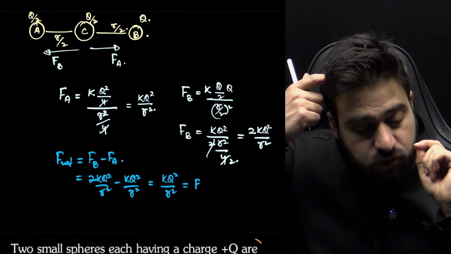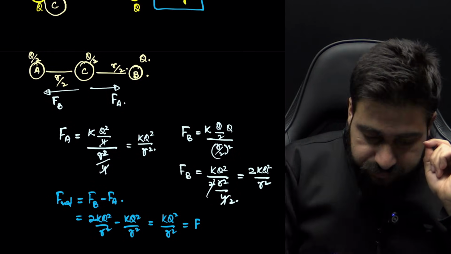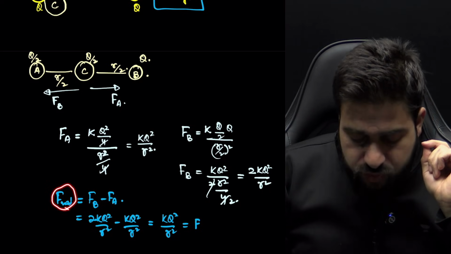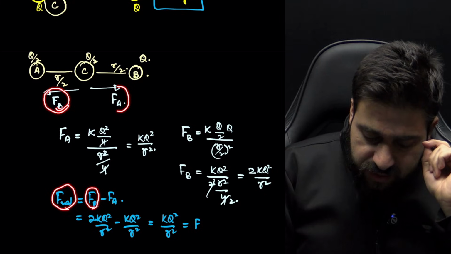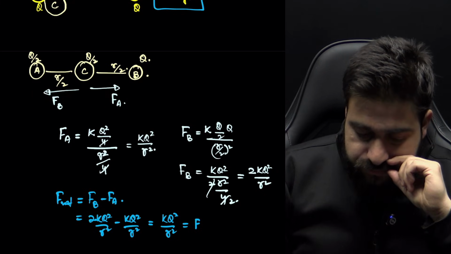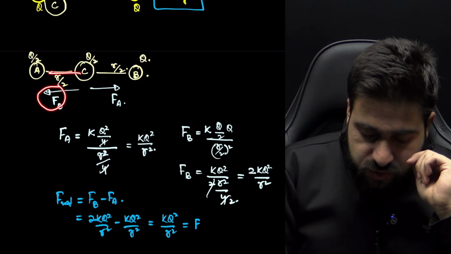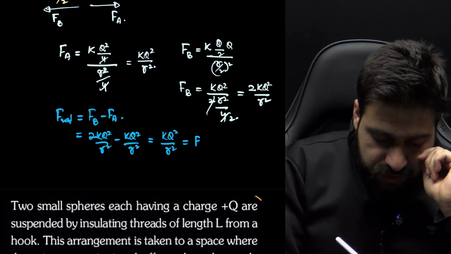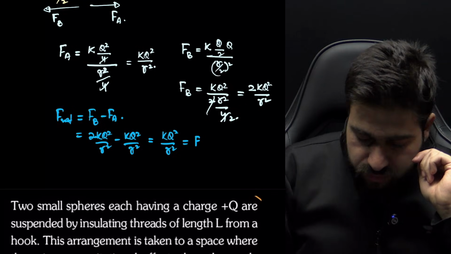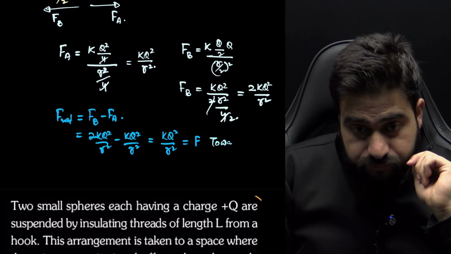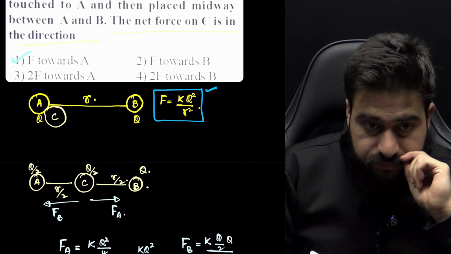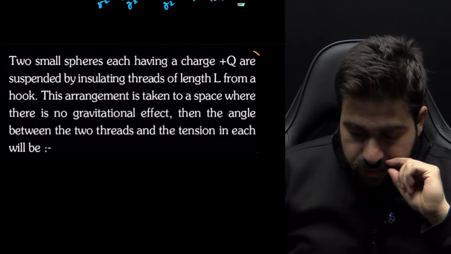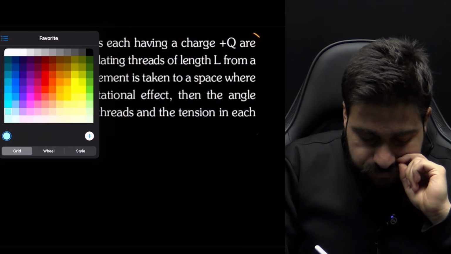And what is the direction of the net force, guys? The direction of the net force is always the direction of the bigger force. So FB is bigger as compared to FA. So the direction of FB is towards A. So I would say this F, the net force, is towards A. Okay, it is towards A. F towards A. Let's move on to the next one.